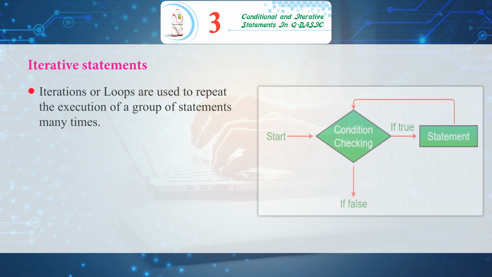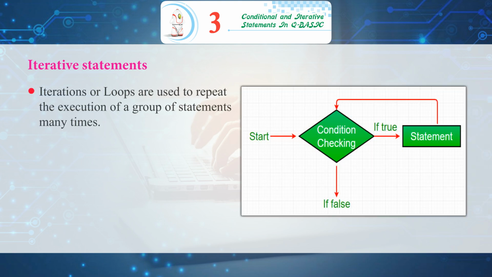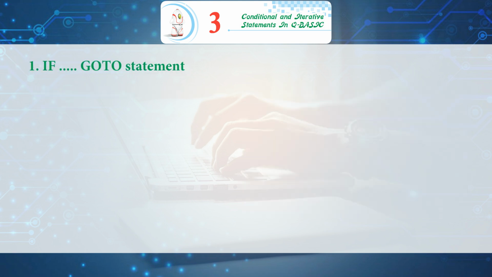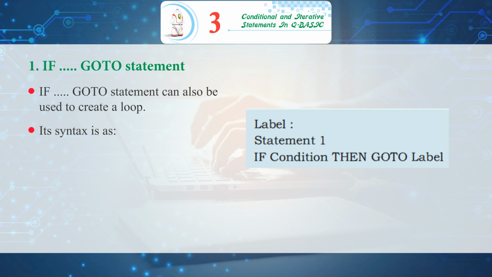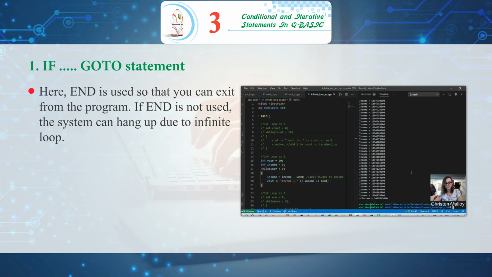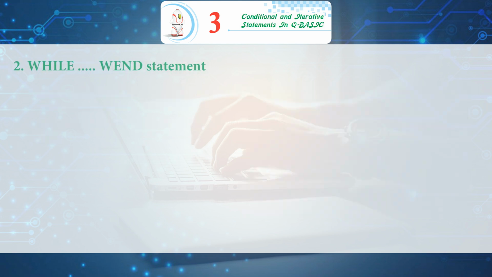Iterative statements. Iterations or loops are used to repeat the execution of a group of statements many times. Four types of iterative statements are available. 1. IF-GOTO statement. IF-GOTO statement can also be used to create a loop. Its syntax is as: example, REM a program to display even numbers from 0 to 10, CLS. Here END is used so that you can exit from the program. If END is not used, the system can hang up due to an infinite loop.